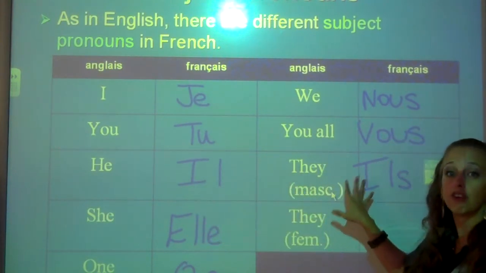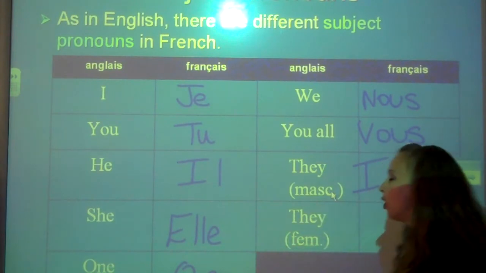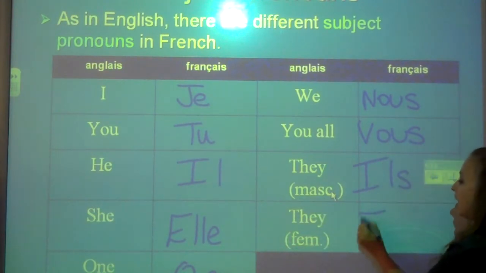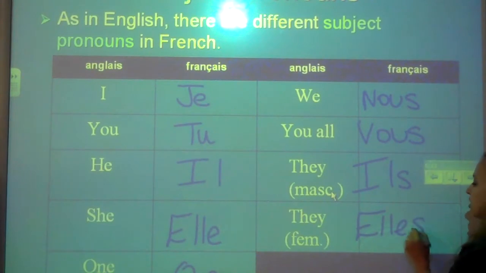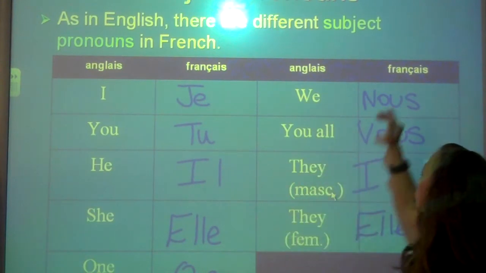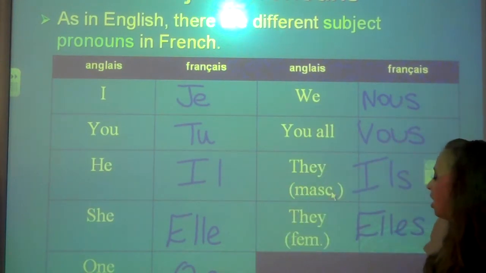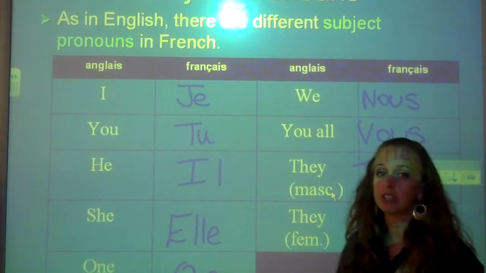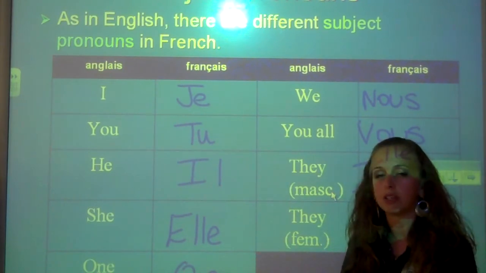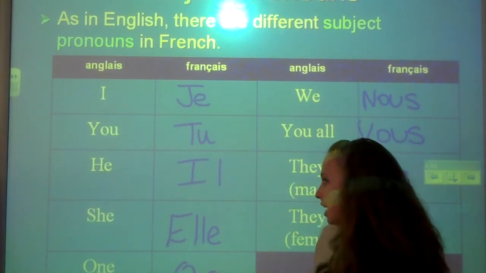But this is what you want to say for they if it's a mixed group of people or a group of guys. And then elles, which again sounds just like the word for she, only has an S on the end, but that S is silent. So je, tu, il, elle, on, nous, vous, ils, elles. Those are the subject pronouns that we'll use in sentences. The pronouns that we'll use when we don't want to say somebody's name.